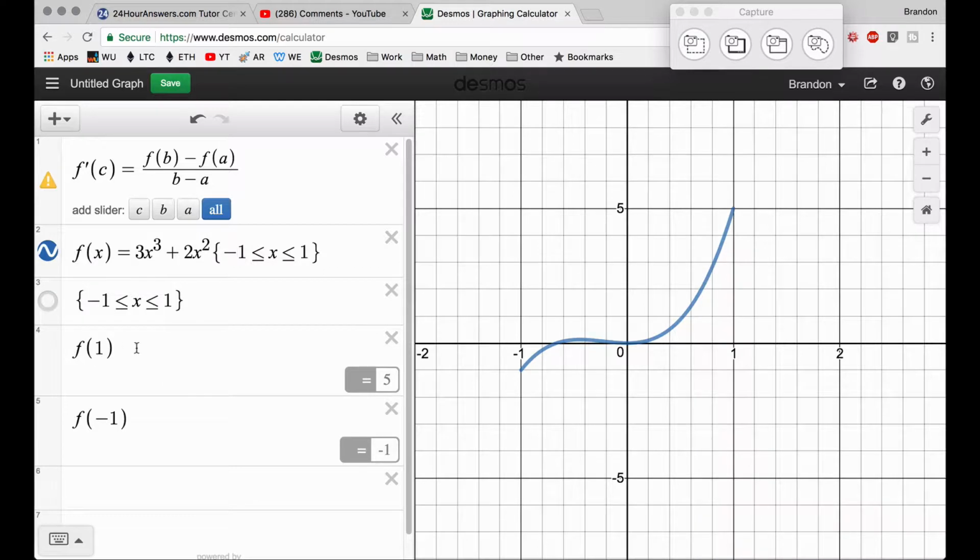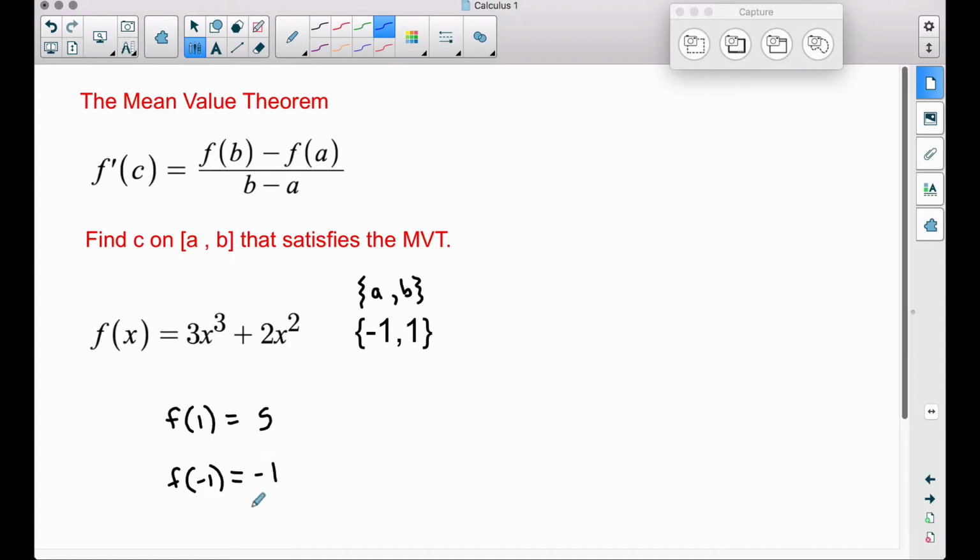And back inside of Desmos, we can quickly check that. f of 1 is 5, f of -1 is -1. So with these two values, f of b and f of a, let's go ahead and find the slope of the line that connects those two endpoints. f of b minus f of a: f of b is 5, f of a is -1, so we have 5 minus a -1, watch your signs there, over b minus a, 1 minus a -1. Therefore we have 5 plus 1 is 6, over 1 plus 1 we get 2, so the slope of the line that connects those two endpoints should be 3.